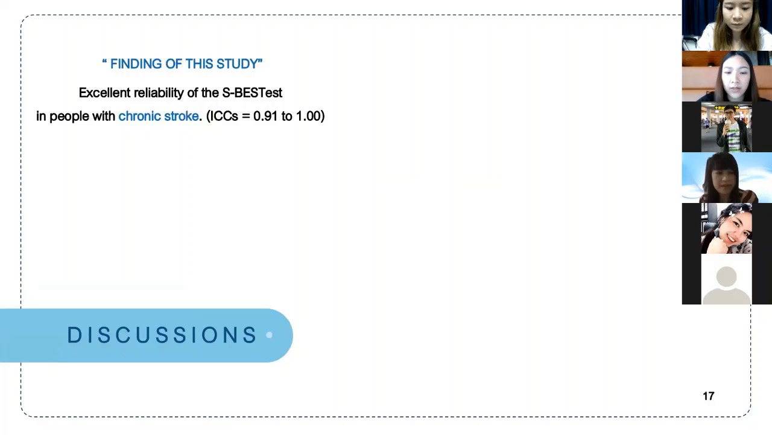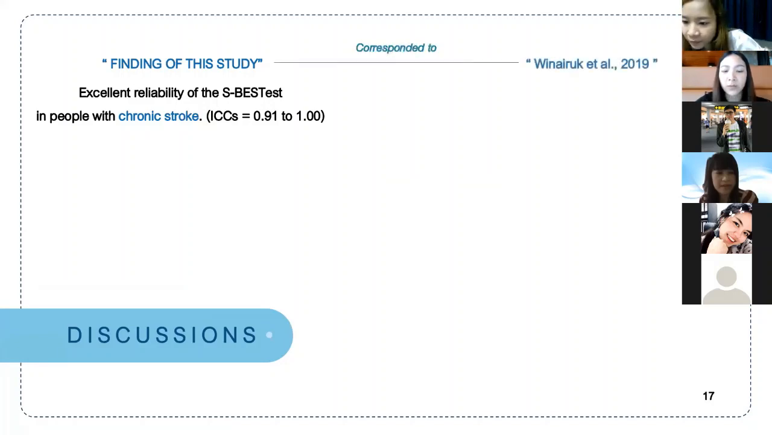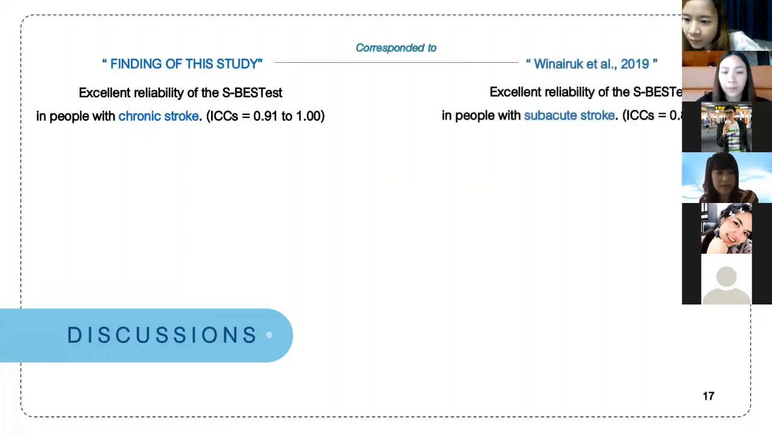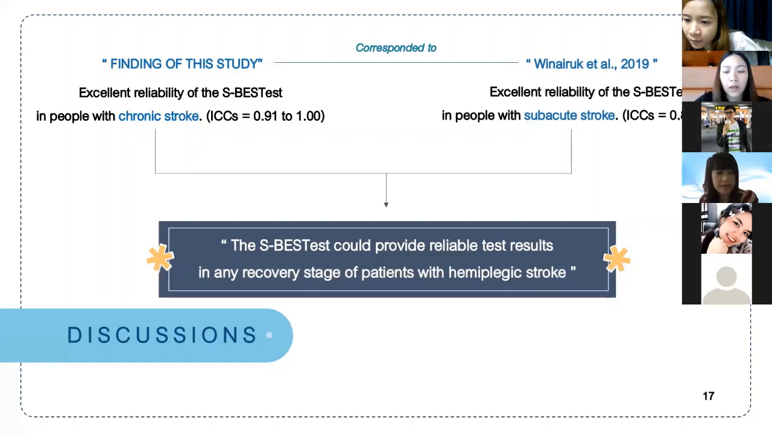In discussion, this study examined the reliability of the S-BEST test in people with chronic stroke. The finding of excellent intra-rater and inter-rater reliability of the S-BEST test is as expected and corresponds to a previous study. Therefore, the S-BEST test could provide reliable test results in any recovery state of patients with hemiplegic stroke.